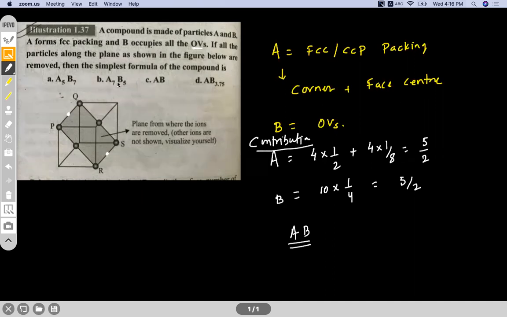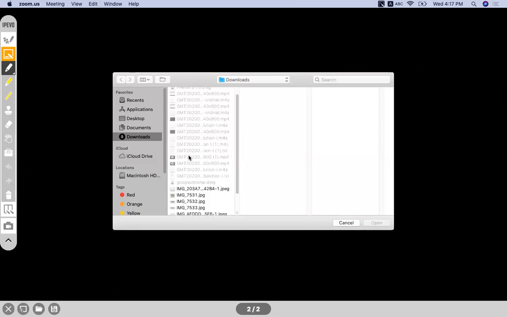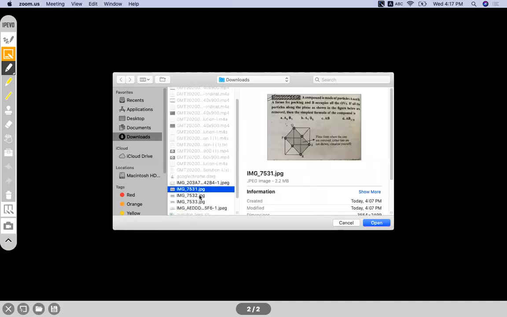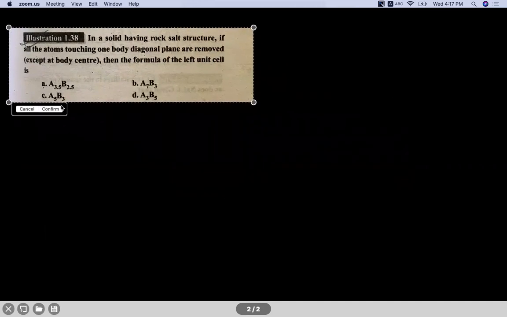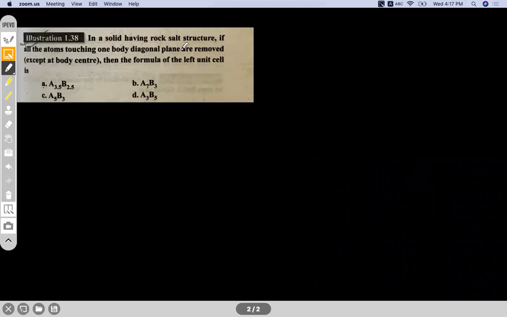I'll show you 2 more questions here. I don't want you to solve them now. We'll do them a bit later, but just see these 2 questions. This one we have done. You see this one question. Don't try this, we'll discuss it a bit later. Here in this question, what is given? In a solid having rock salt type structure. If you do not know what the rock salt structure is, you are not able to do this question, right? Rock salt structure, if all the atoms touching the body diagonal plane are removed. So first of all, you should know the rock salt structure, then only you can do this question.